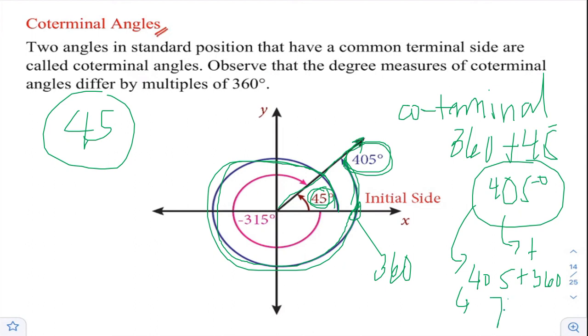The answer is 765 degrees. Ang tawag sa 765 is the second positive coterminal angle of 45. Next, yung negative 315, ang tawag natin dyan is negative coterminal angle of 45.